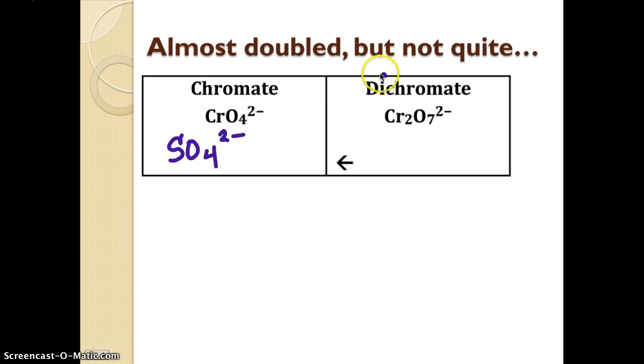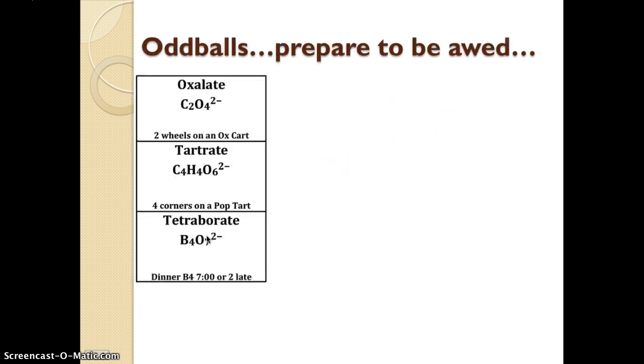Now, di, I'm sure that you remember, means 2. So what I mean by almost doubled but not quite is your chromium from chromate to dichromate doubles from 1 to 2, but your oxygens are almost there. You go from 4 oxygens, not to 8, but just to 7. So what you have to remember is that it's almost doubled. Again, the charge is going to be the same. Whenever we have a family of ions, the charge is going to be the same.